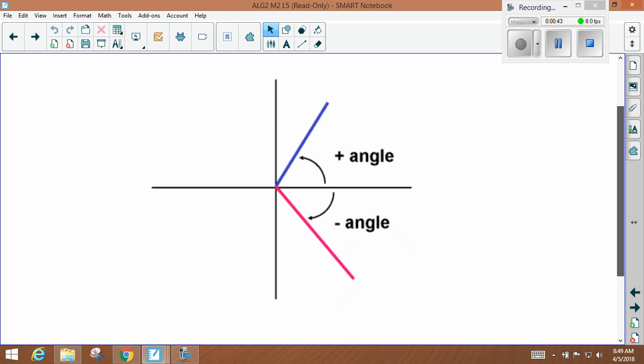I have told you this before, right? If we rotate counterclockwise, we are rotating in a positive direction. That's positive degrees. If I rotate in a clockwise direction, I'm rotating in a negative direction. So in other words, negative 180 degrees and positive 180 degrees are going to take me to the same spot.